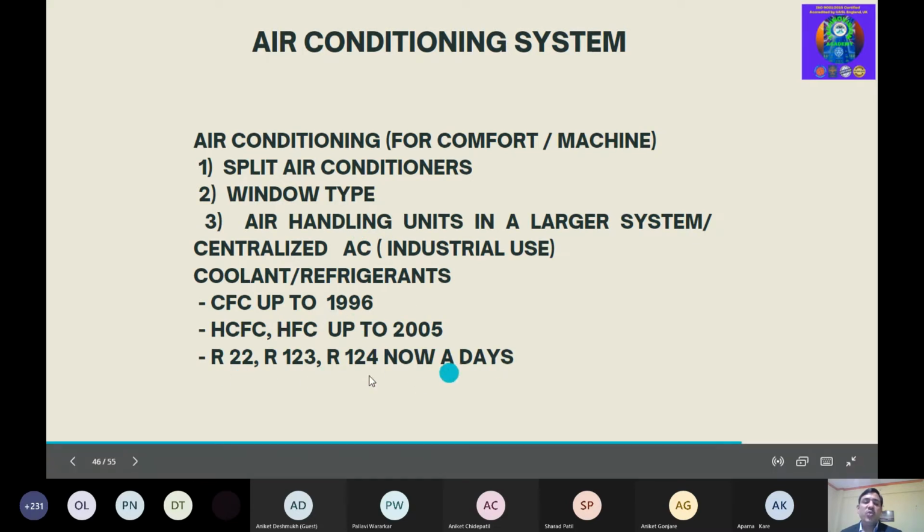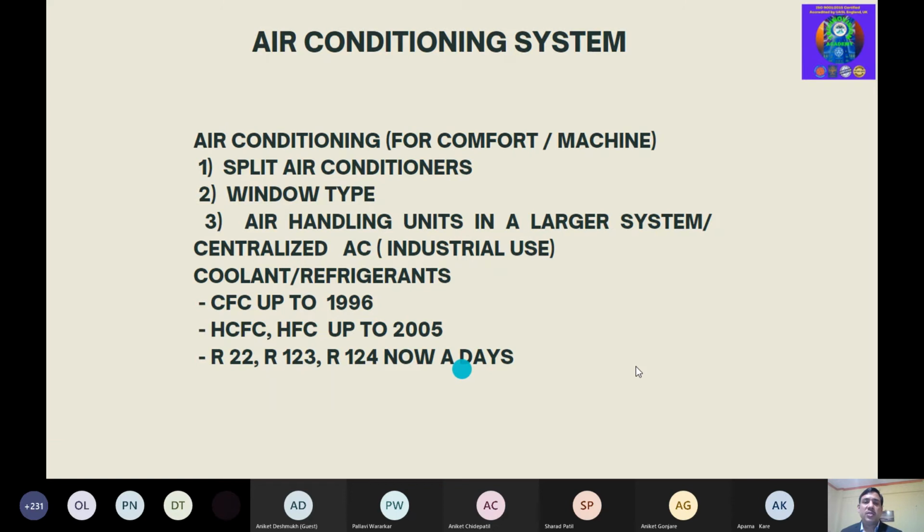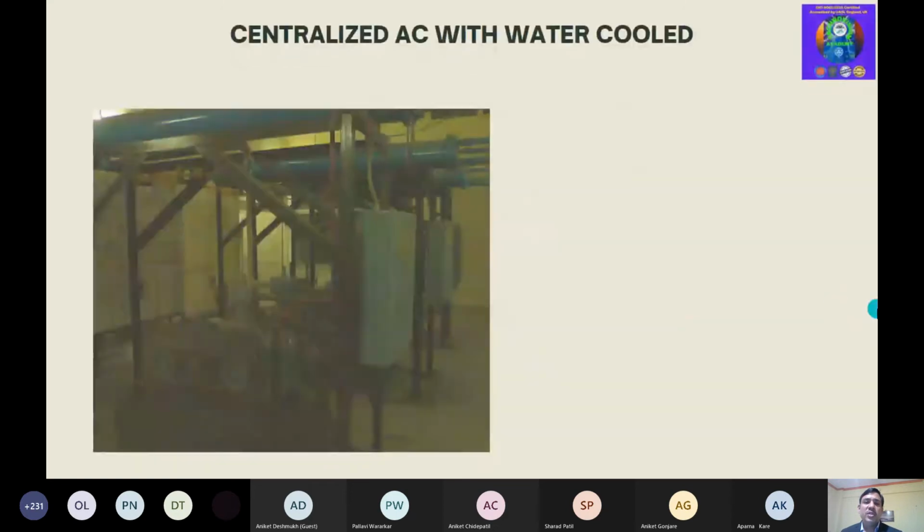Gases of the R series are used nowadays. These do not create a greenhouse effect. So this is all about the air conditioning system.